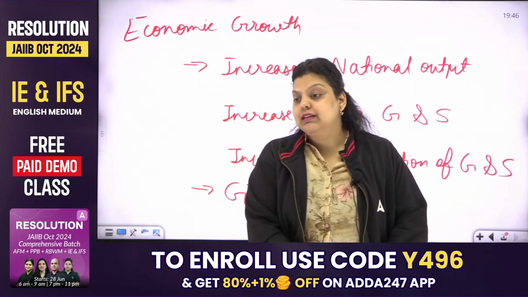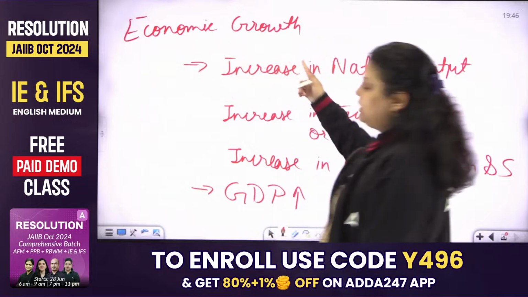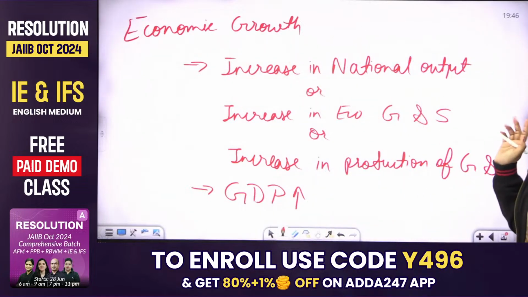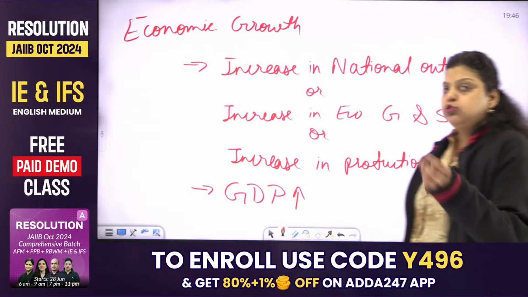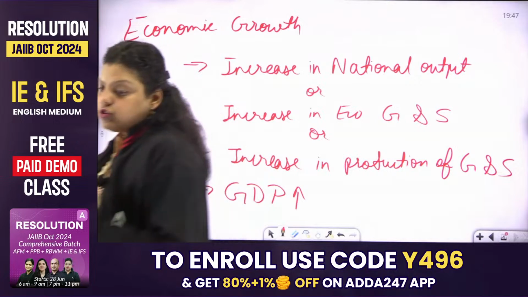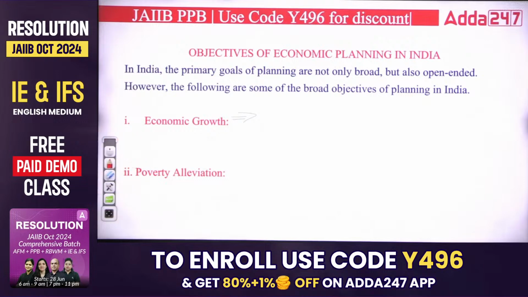So if the production is increasing, it means GDP is increasing. And if the GDP is increasing, it means there is growth in the country. So economic planning is done by the country to have more and more production, to increase their GDP, to increase their economic growth. So economic growth means increase in the national output of a country, or increase in the economic goods and services, or increase in the production of goods and services in the country. That is known as your economic growth. So the first objective of economic planning is economic growth.